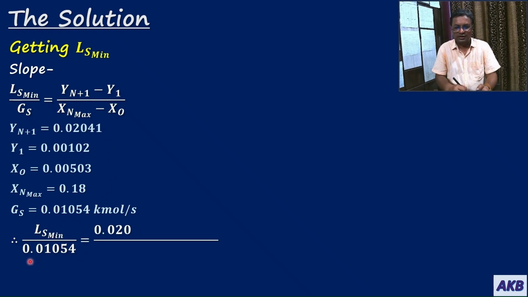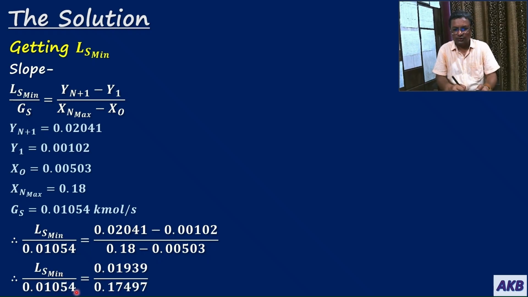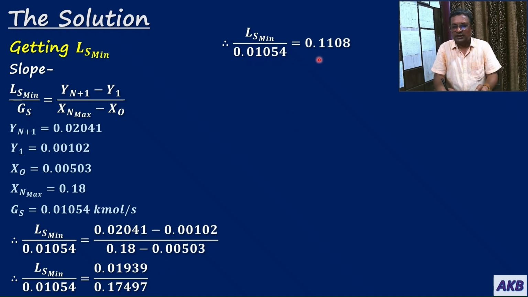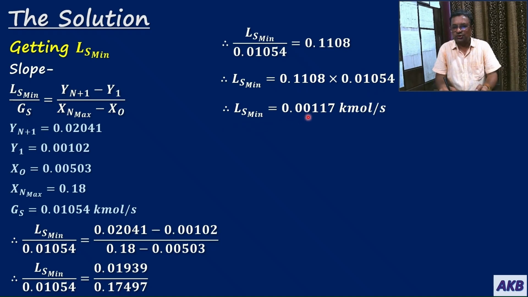So let us use all these values. LS minimum divided by 0.01054 is equal to 0.02041 minus 0.00102 divided by 0.18 minus 0.00503. So that is LS minimum divided by 0.01054 equal to 0.01939 divided by 0.17497. That ratio is 0.1108. So LS minimum is equal to 0.1108 into 0.01054. That gives us LS minimum as 0.00117 kilomole per second. So in this way we get LS minimum.